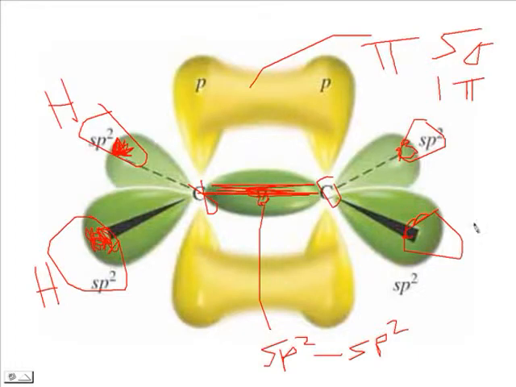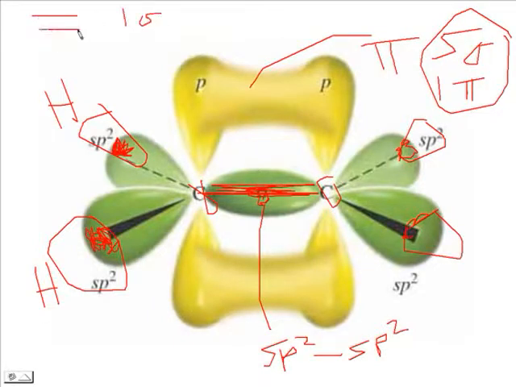Okay, then I have the p orbital from both of the carbons overlapping to form the pi bond. So I would have a total of 5 sigmas and 1 pi. You just have to sort of remember, and I hate to reduce it to this, that a single bond is 1 sigma. A double bond is 1 sigma plus 1 pi.